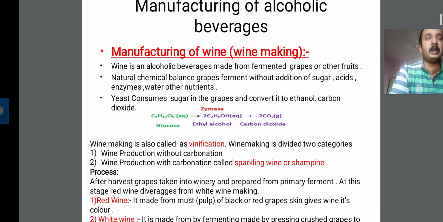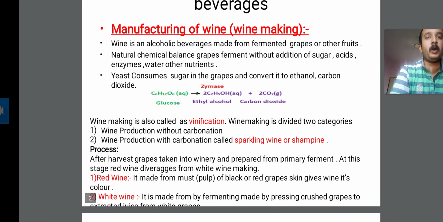Wine making is divided into two categories. The first is wine production without carbonation, meaning some wines are produced without the carbonation process. And the second category is wine production with carbonation, called sparkling wine or champagne.